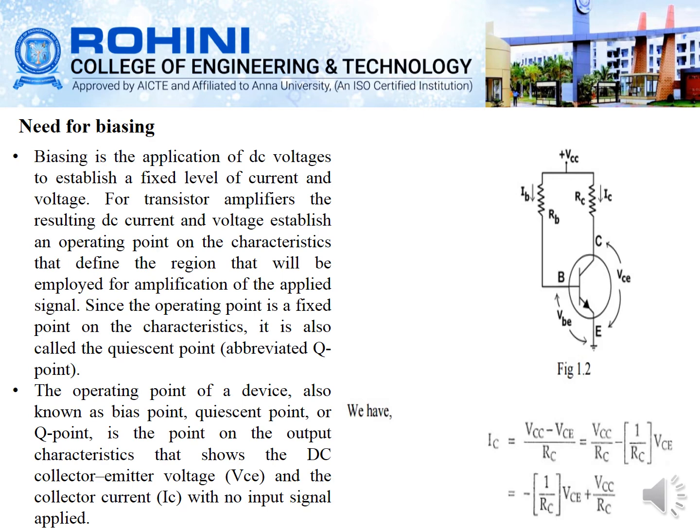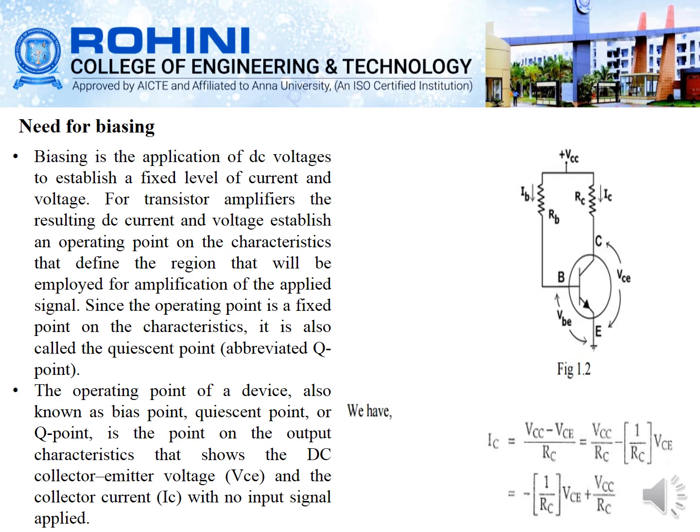Biasing is the application of a DC voltage which we establish to provide a fixed level of current as well as voltage. In a transistor amplifier, the resulting DC current and voltage establish a proper operating point for proper amplification. If this operating point is fixed, we call that point the Q point. The operating point is also called the bias point or Q point, and the output characteristics show the DC emitter voltage as well as the collector current with no input signal. So you can see the fixed bias circuit.